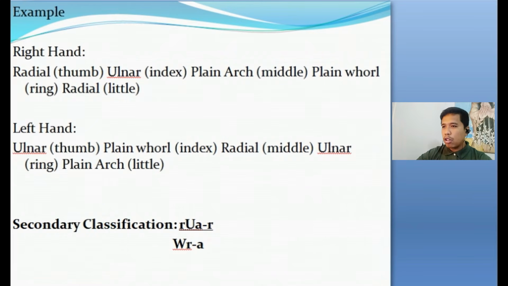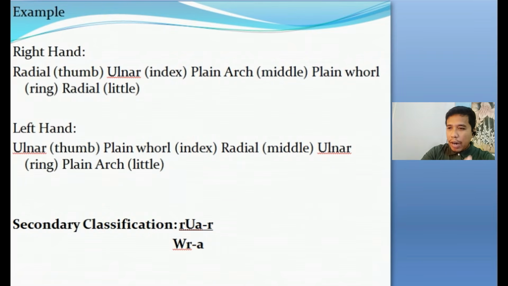So, ang nangyari dito, pag-take niya ng fingerprint patterns sa suspect, ang makikita would be the patterns of radial loop of the thumb, ulnar, index, plain arch in the middle finger, plain whorl in the ring, and radial loop in the little finger of the right hand. In the left hand, we have ulnar, plain whorl, radial, ulnar again for the ring finger, and plain arch for the little finger. Now, question, what will be your secondary classification?